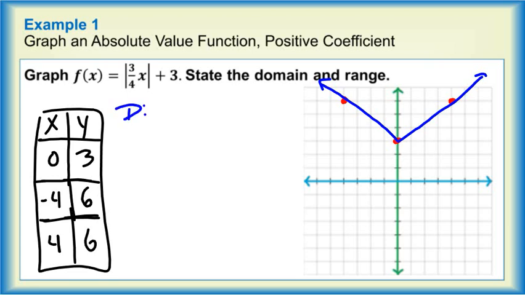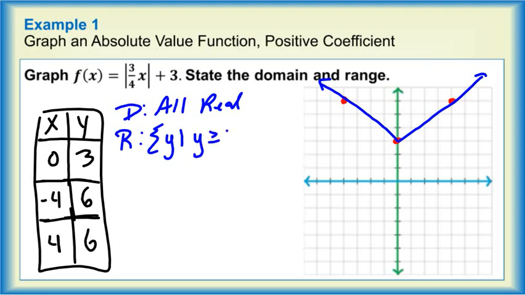Now I need to state the domain. The domain would just be all real numbers. I can put any number in there and it will land on the blue line. The range is all referring to the vertex. So in set notation, I could say y such that y is greater than or equal to 3. That just means it's going to give me a number 3 or bigger.